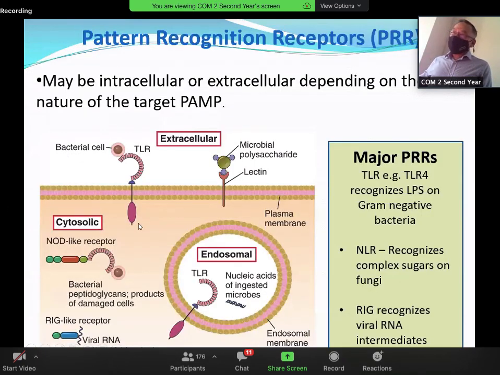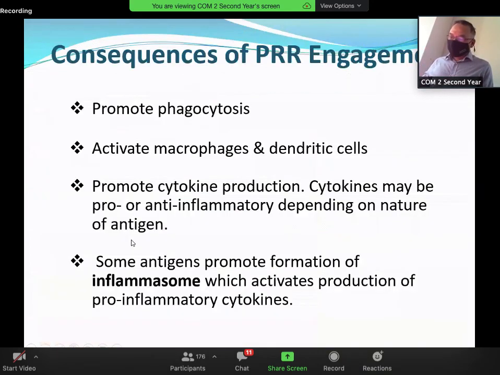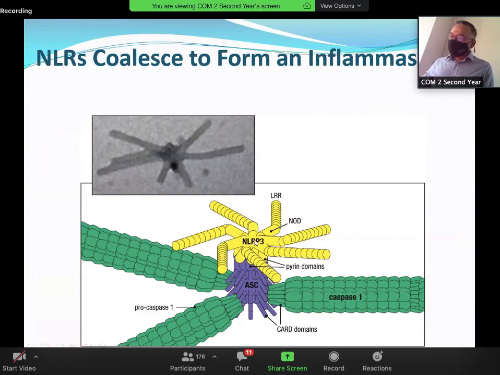When nod-like receptors detect viral double-stranded RNA, they aggregate into this multi-enzyme complex called an inflammasome. The targets of this inflammasome are two of these inactive cytokines. One is called IL-1, or interleukin-1, which you'll learn about later. Another one is called interleukin-18. These are potent inflammatory cytokines.